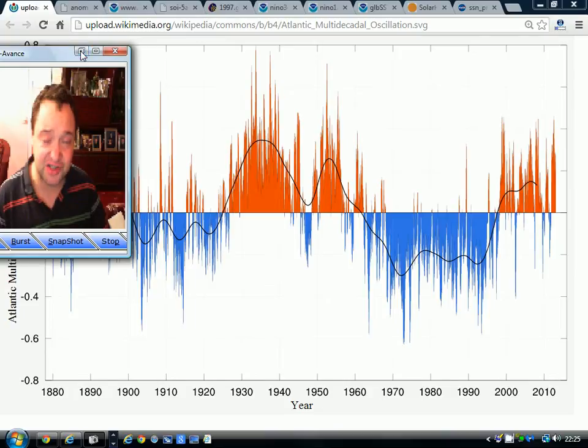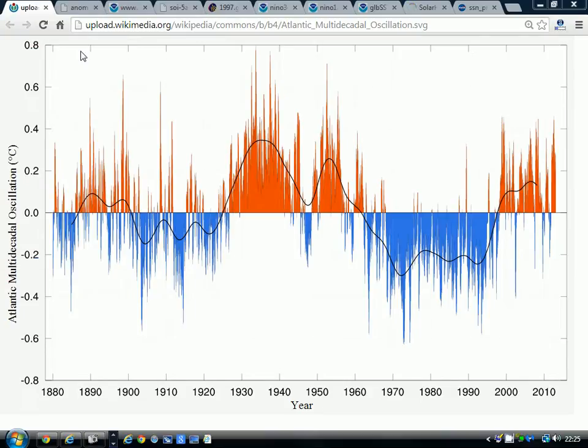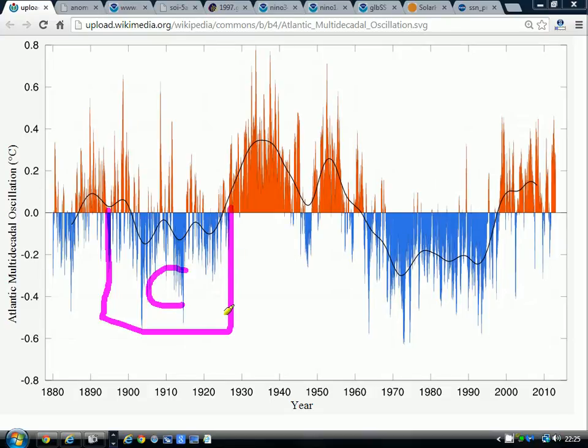So let's start off with the AMO, the Atlantic multidecadal oscillation. Just to quickly say what the AMO is: it's a roughly 30-year cyclical cycle of warming and cooling in the Atlantic Ocean. So from around 1895, 1900, something like that, to around 1926, we have the cold phase of the AMO, which you can see on this graph just here. That's when we had a cold Atlantic Ocean.